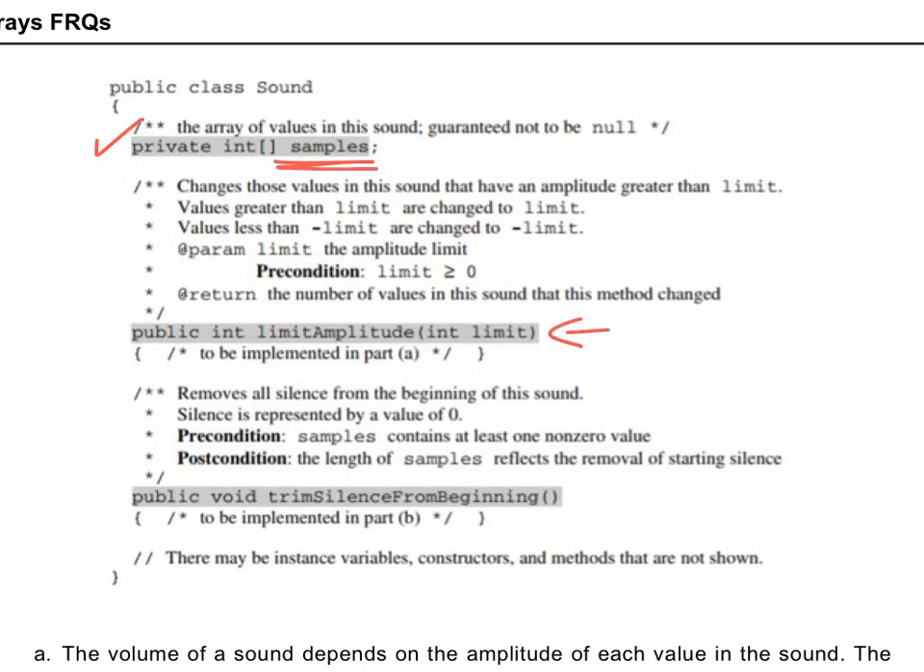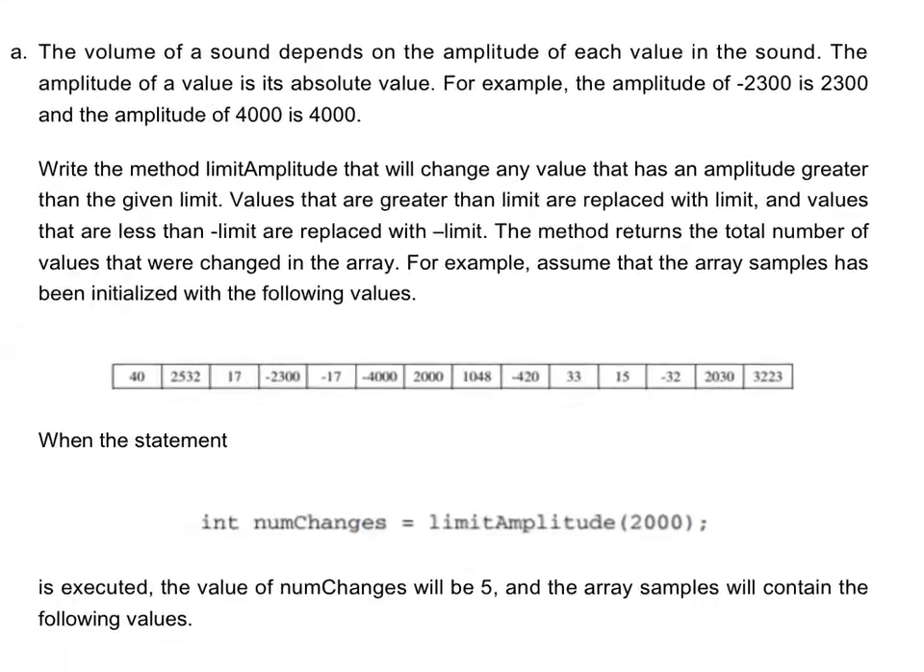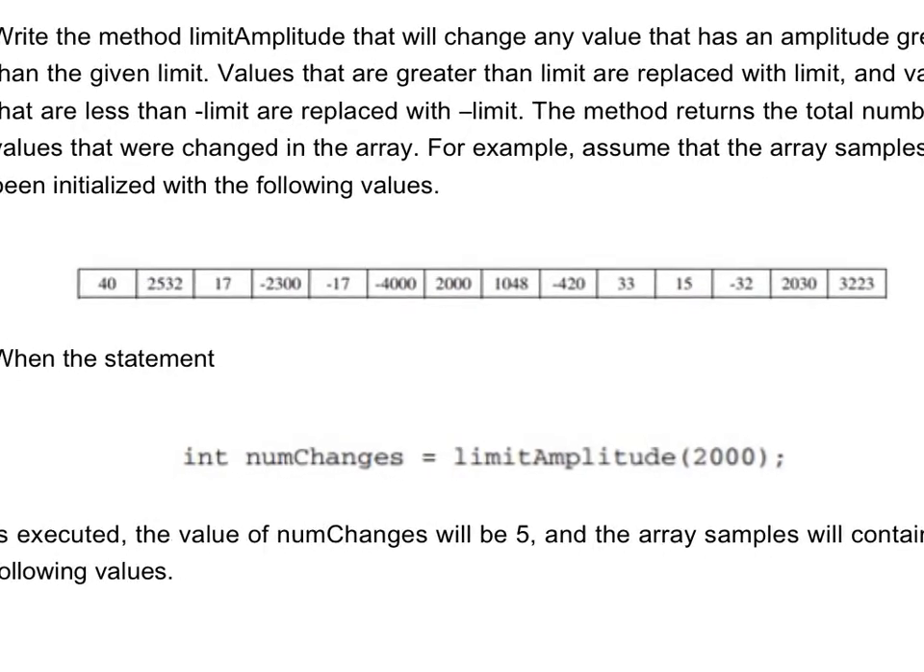So the thing that you have to be aware of is they explain it really well in this problem, I believe. The values greater than the limit are changed to limit, and the values less than negative the limit are changed to negative the limit. Okay, that's what you have to do. And then you need to return the number of times that you changed it, so how many times it happened. If you're looking at the examples, which is really useful here, they give you this.